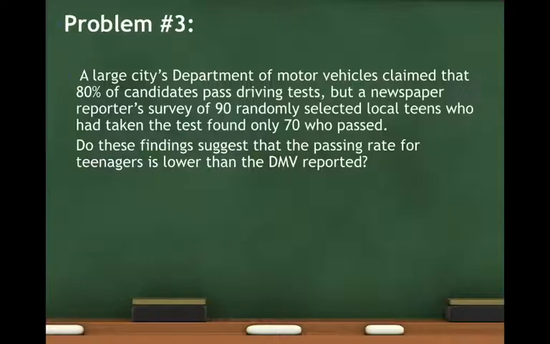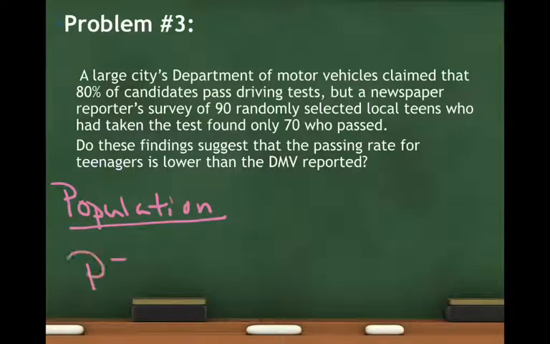Before we even find our hypotheses, let's just state what we have. Let's look at our population. We need to know one thing from the population. What is our population proportion P? Here we're looking at the DMV. What is their claim? Well, their claim is 80% of candidates pass the driving test. And so our population proportion P is 0.80.